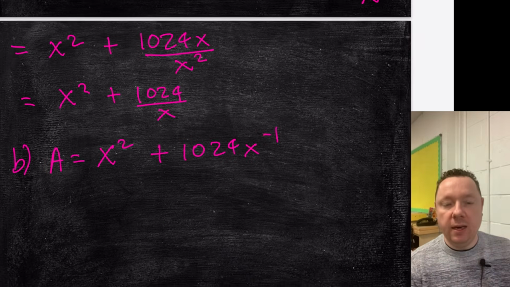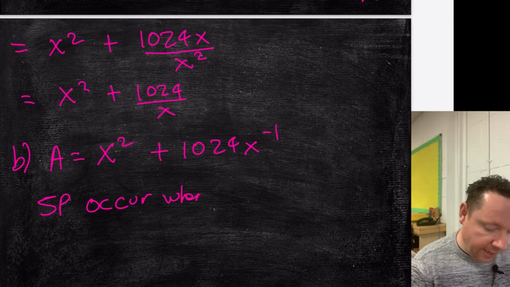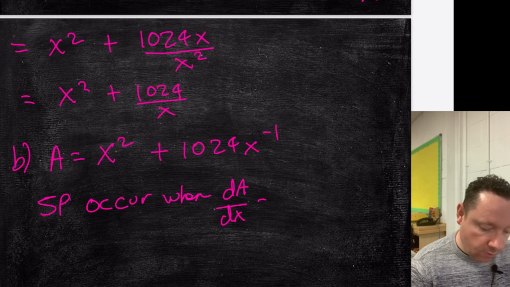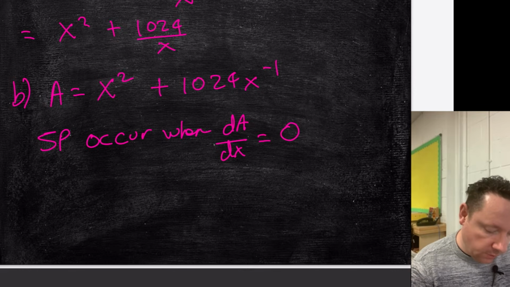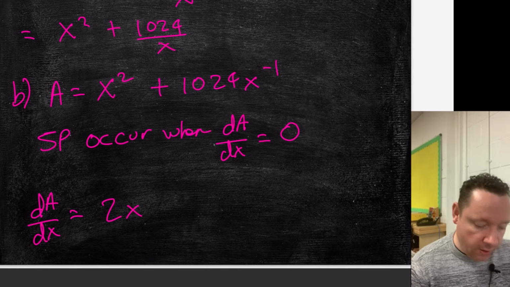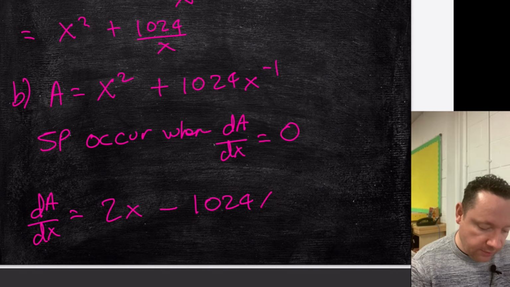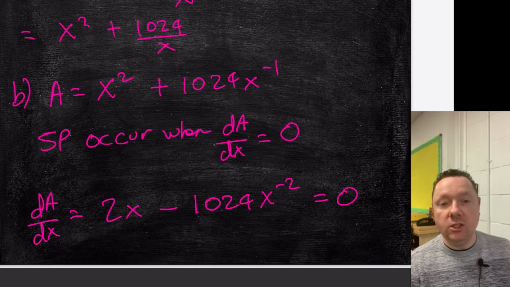And we want to find the minimum, so we need to find a stationary point. So stationary points occur when we can say A dash or dA by dx is equal to 0. So dA by dx, take 2 down to the front, 2x, take 1 away from the power, so just 2 to the power minus 1. Take the minus 1 down, so minus 1024, and then that's this x to the minus 2. And we're going to make that equal to 0. So we've got an equation to solve.